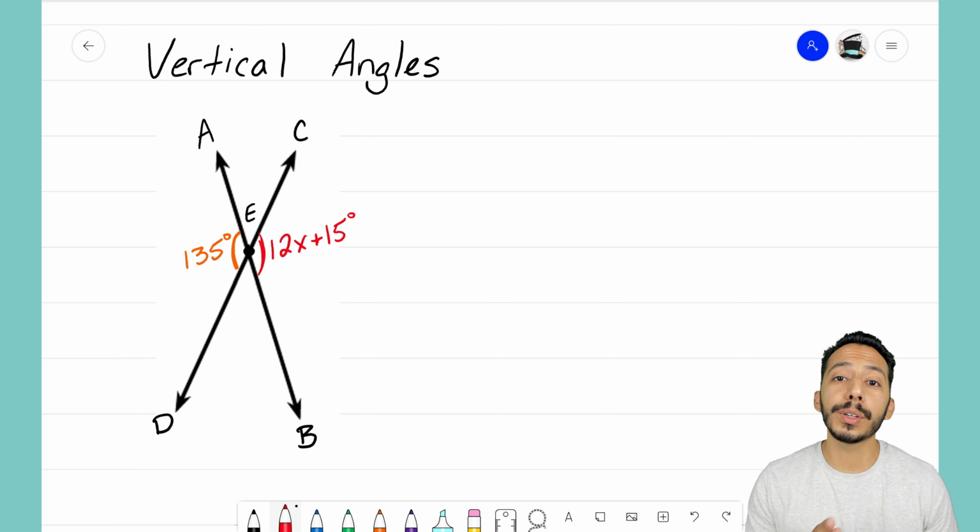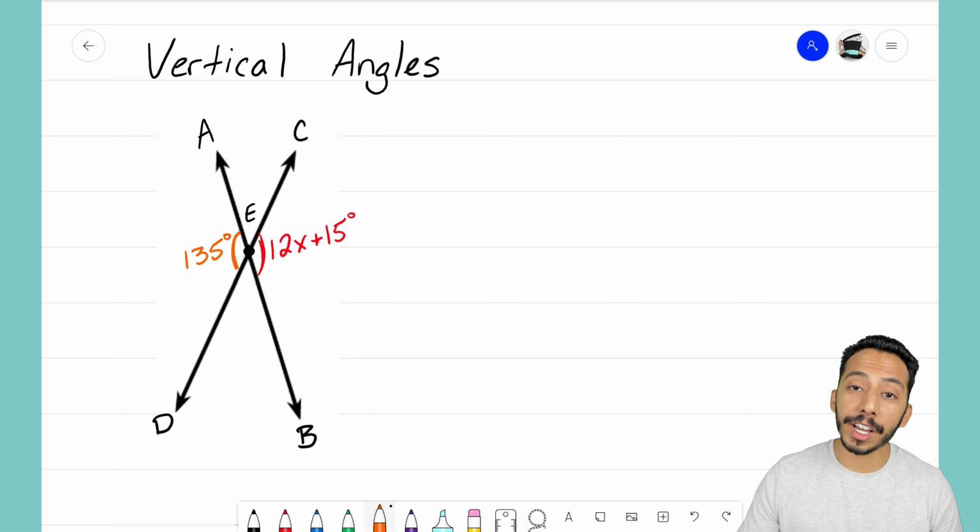Notice that those two angles are opposite of each other. So if they're opposite, we know that they're vertical angles. And we now know then that those two angles must be equal. So let's go ahead and set up an equation so that we can solve for our variable x.